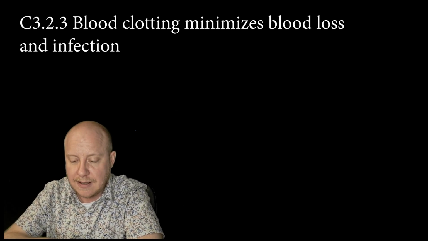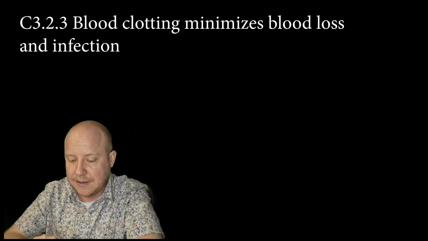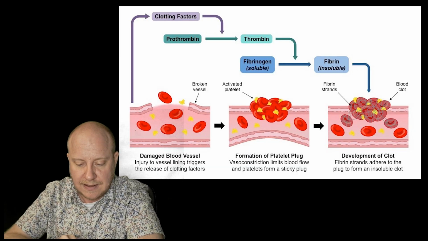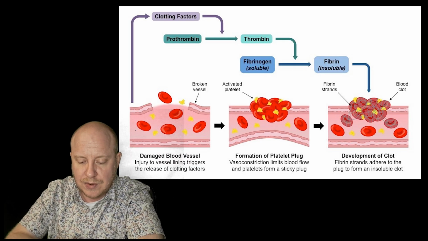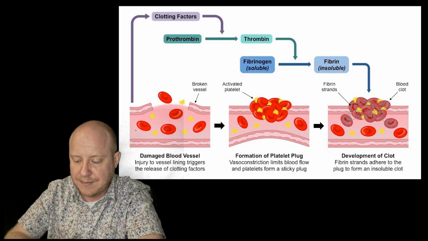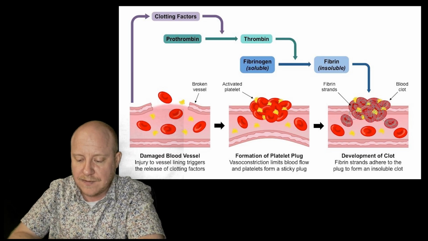C3.2.3, blood clotting minimizes blood loss and infection. Sealing of cuts in skin by blood clotting. You should be able to include the release of clotting factors from platelets and the subsequent cascade pathway that results in rapid conversion of fibrinogen.